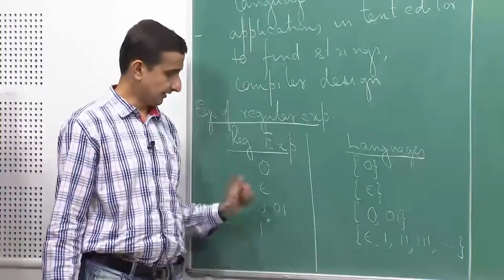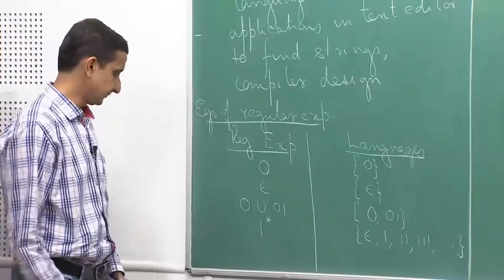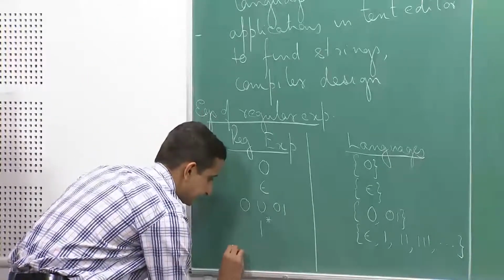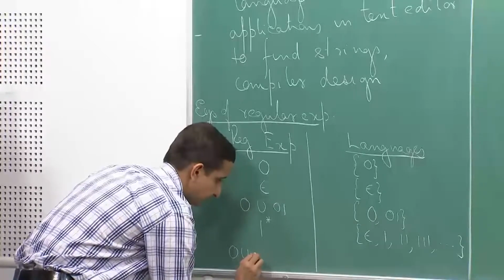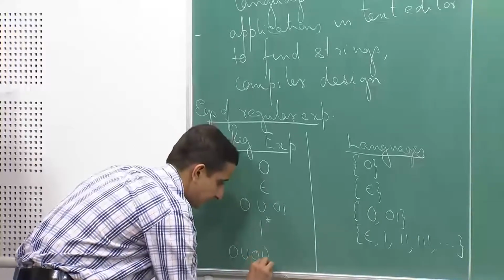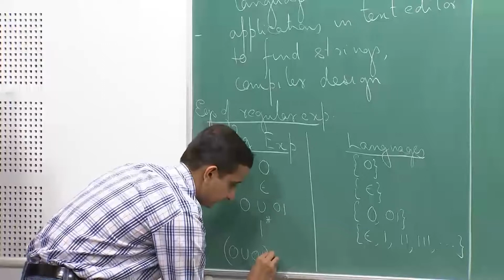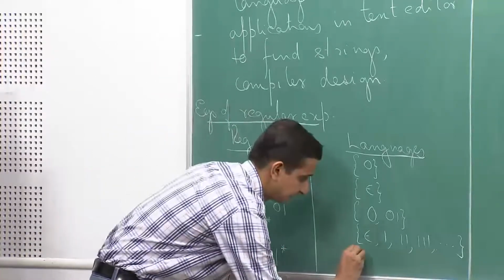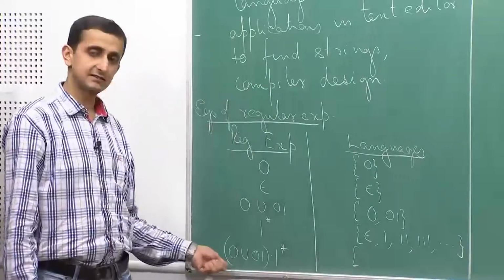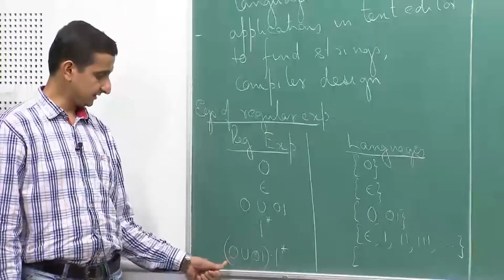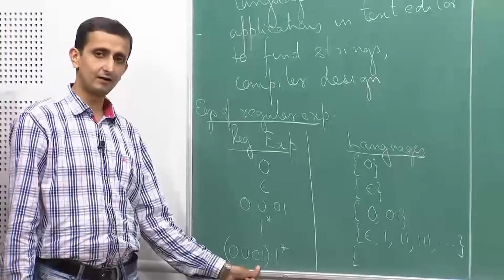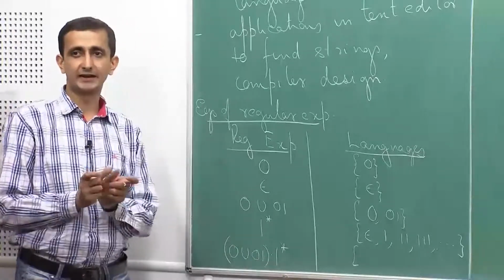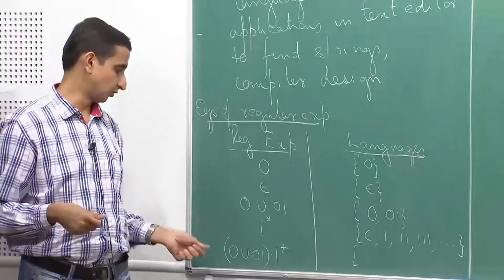And let us look at one more example. If we have a regular expression of the form 0 union 0 1 concatenated with 1 star, it basically consists of all strings that I can form by first taking either 0 or 0 1, taking a string from 1 star, and concatenating them, and I just write out all those strings.